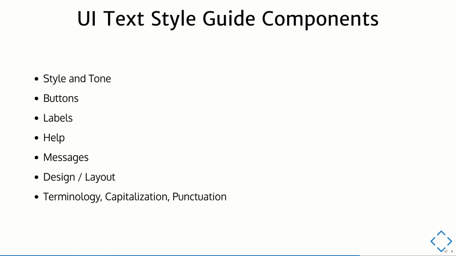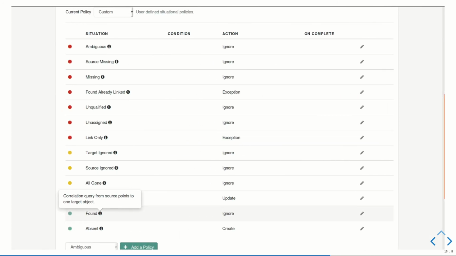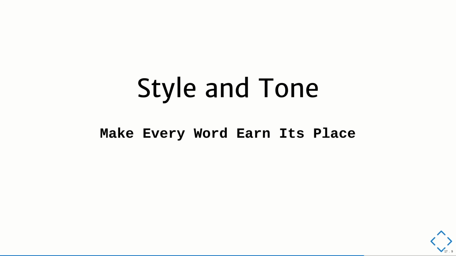So what goes into a UI text style guide? I've listed what I've included here. Whoops, wrong direction. When you look at UI text, look at every word with a critical eye. Be sure to make every word earn its place.